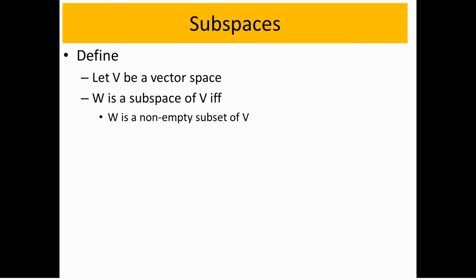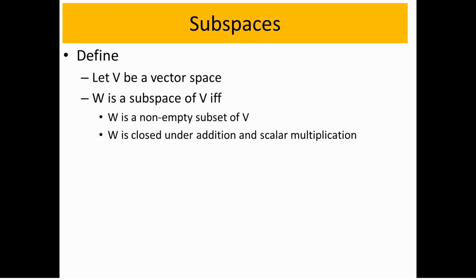if and only if W is a non-empty subset of V. One way that we can show that W is a non-empty subset of V is the fact that the zero vector always has to be in W. So if you can show that, then you've shown it's non-empty. And also, W is closed under addition and scalar multiplication. Another way of saying this is to say that W is closed under linear combinations.